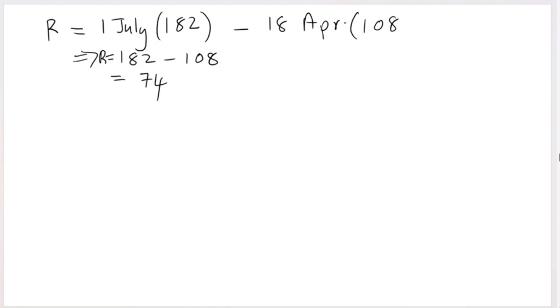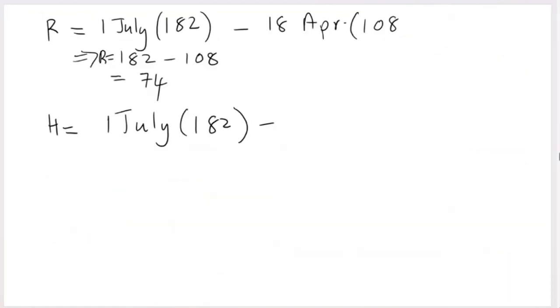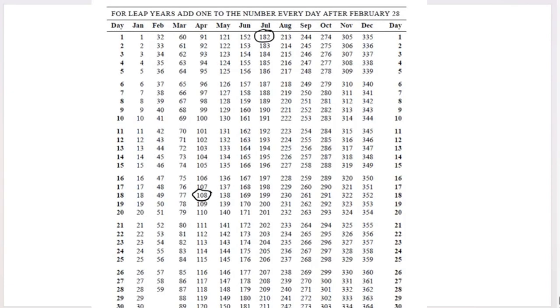Same thing, my H is 1st of July. We've already seen that 1st of July is 182. Okay, it's 182 minus, and then our H, there is our H. Our H is 1st of January. So now it's minus 1st of January. How do you get the number of days for 1st of January? This is in your appendix. 1st of January there is equal to 1.